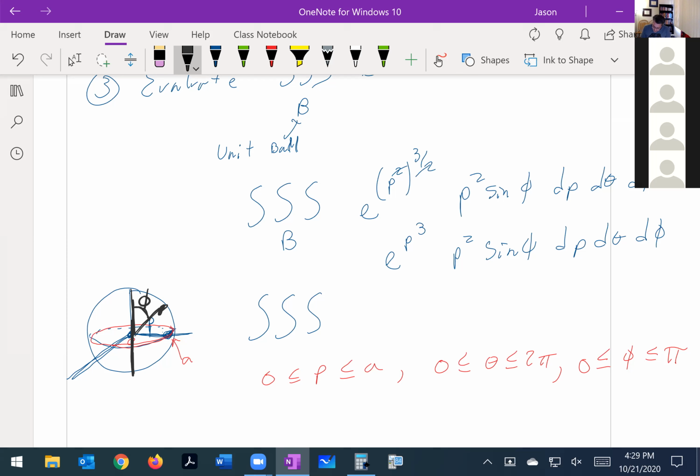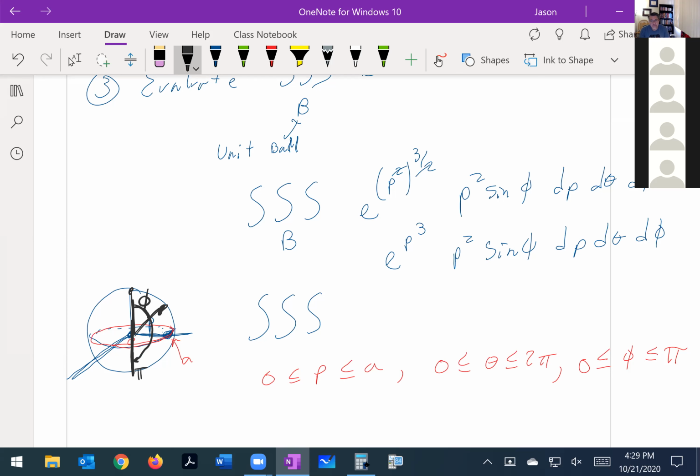What does phi go from? It could be 0 if your point is at the North Pole. And then all the way down here to pi. 0 to pi. That creates an orange slice, and then you rotate those orange slices all the way around theta, and that gives you your full sphere.